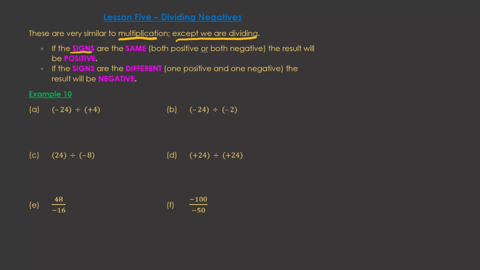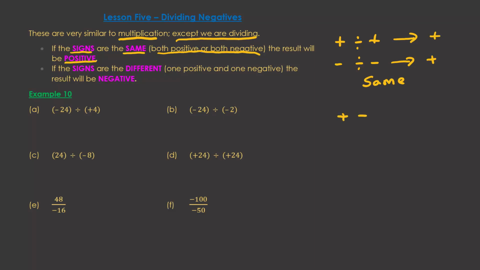If the signs are the same, that is, they are both positive or both negative, the result will be positive. So just like with multiplication, if we do a positive and we divide it by a positive, that gives us a positive result. A negative divided by a negative gives us a positive result. So basically that's what happens when they are the same.